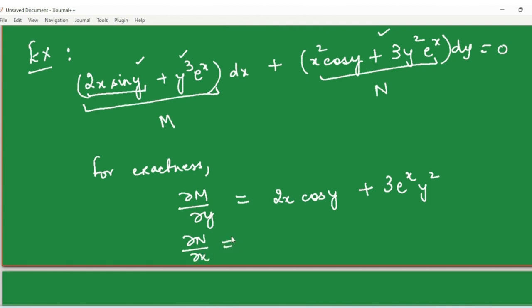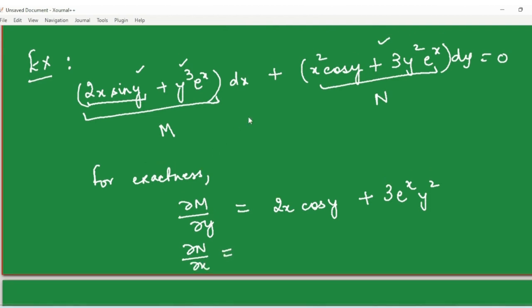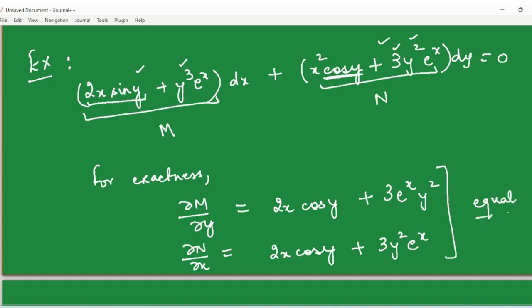For del n by del x, you have to differentiate n partially with respect to x. So cos y is like a constant, so you have 2x cos y. And when differentiating the other term, 3y square is like a constant, so it's 3y square e to the power x. And bingo, these two are equal. So you do have exactness of the differential equation.